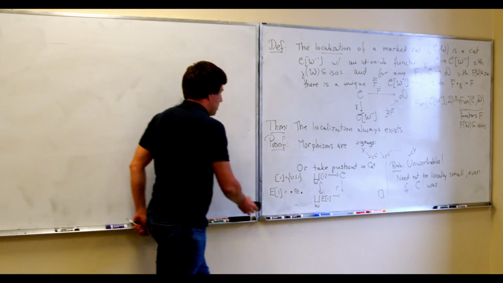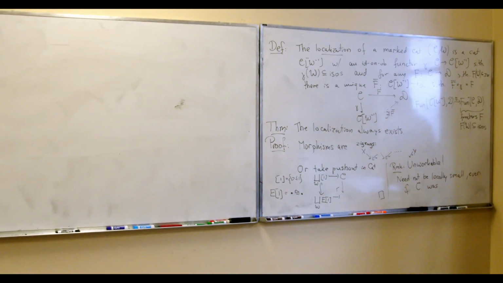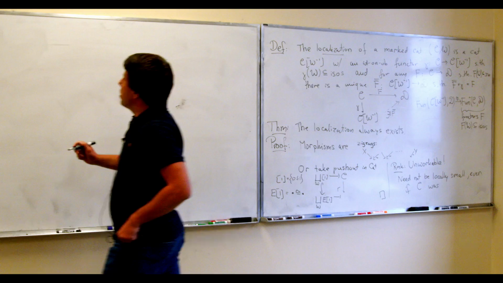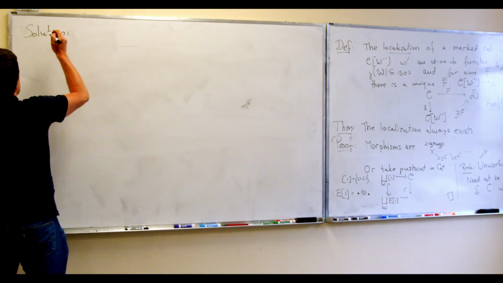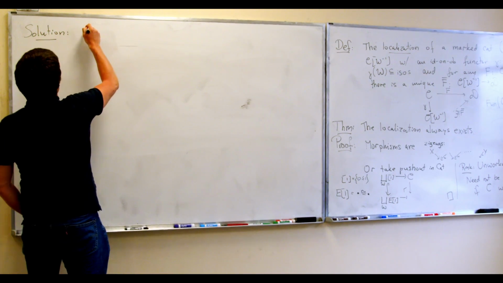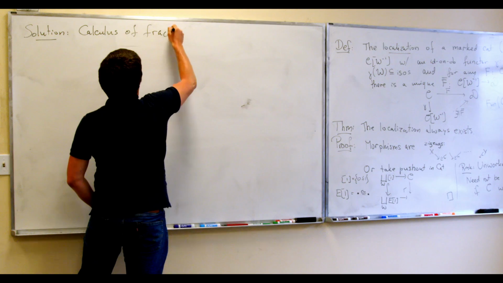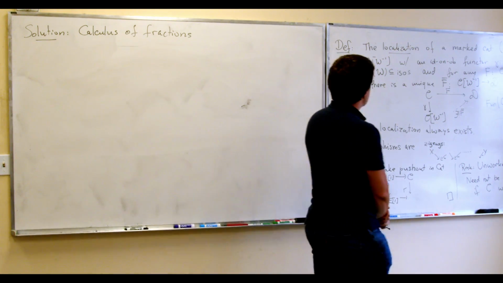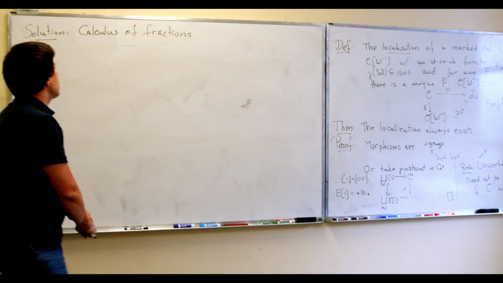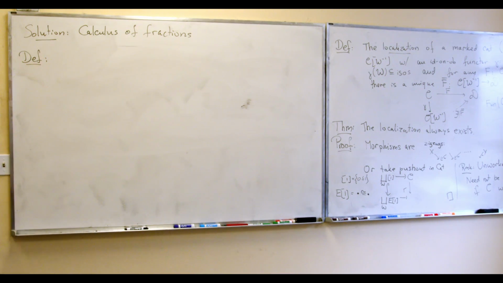Okay. So this is where we start. This is completely unworkable because of these zigzags. And so the solution that Gabriel and Zisman are then proposing is to use calculus of fractions. So let me tell you what that is. It's a condition on the pair (C, W) that would make sure that this localization is somehow workable. So first, let's figure out what the condition is.